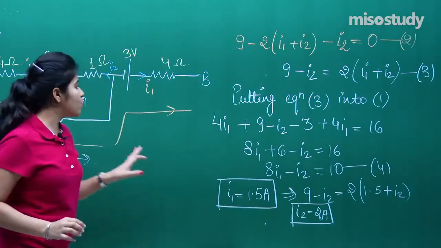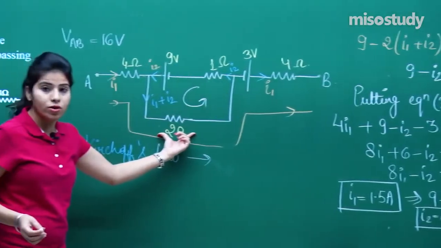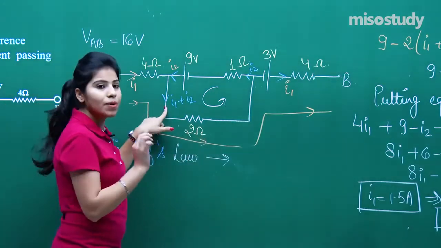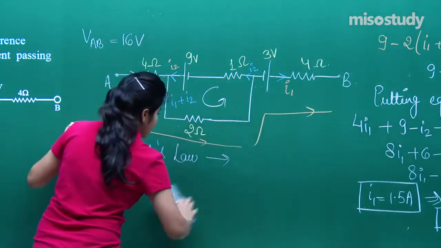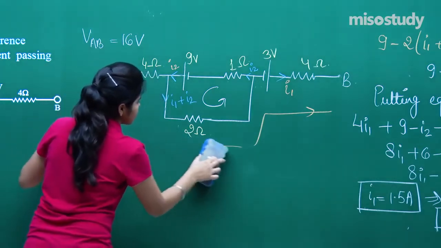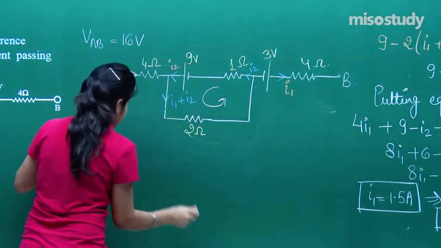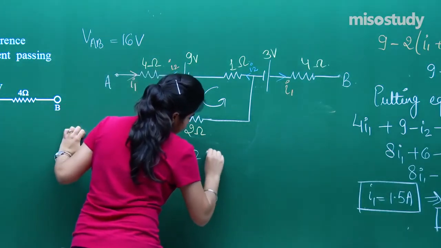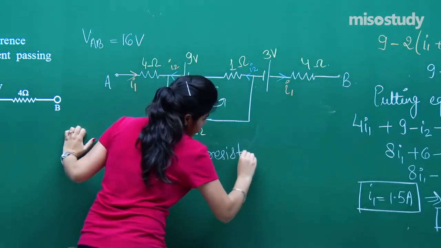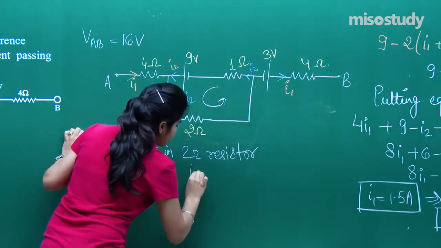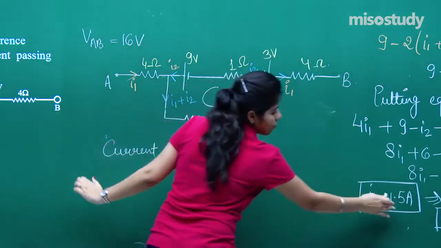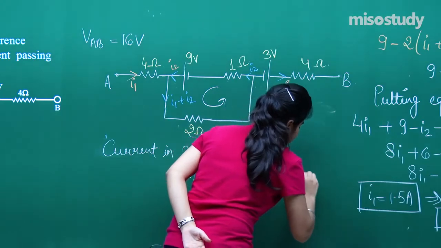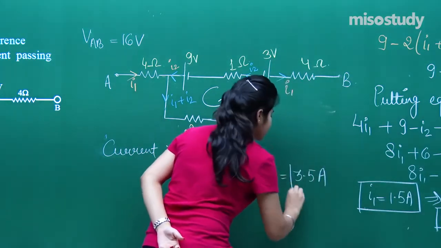Now we have to find the current in this particular arm. You can see in this 2 ohm resistor, my total current is I1 plus I2. So the current in the 2 ohm resistor will be I1 plus I2, that means 1.5 plus 2, that equals 3.5 ampere.